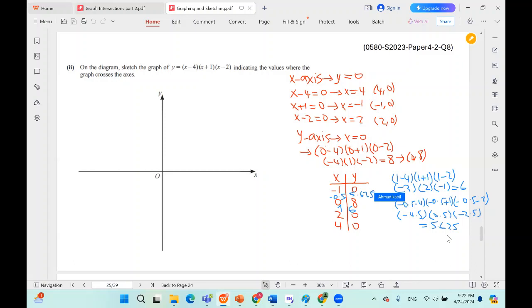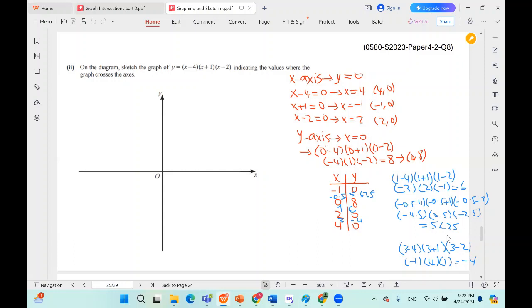Finally, we can plug 3 in between 2 and 4. So we have 3 minus 4, 3 plus 1, and 3 minus 2. So negative 1, positive 4, and positive 1. This is equal to negative 4. So we have the point 3 and negative 4 as well. These are sufficient in order to plot our graph.